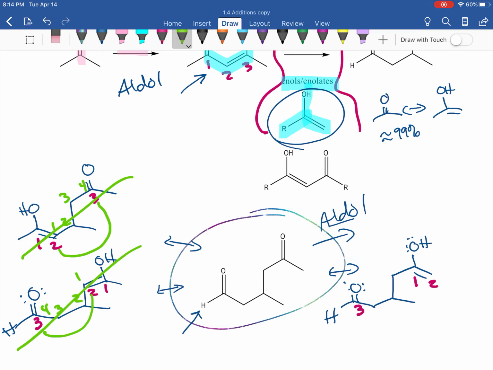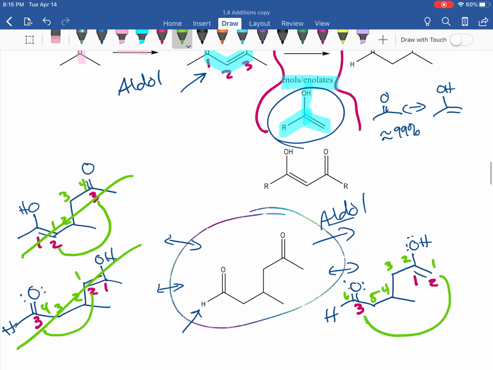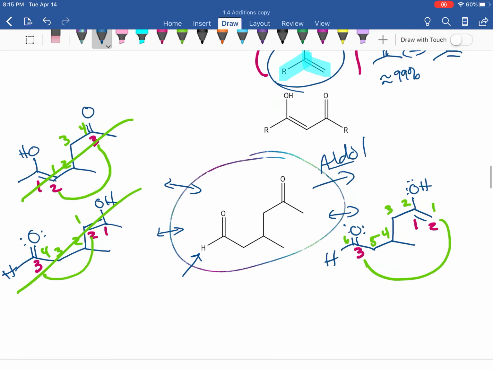All right, let's count those. 1, 2, 3. All right, where do we form our bond? Always between 2 and 3 in our aldol. Oh, wait a second. This looks promising. How big is this ring? 1, 2, 3, 4, 5, 6. There you go. Aha. So now we can make a ring. Let's go ahead and draw it.